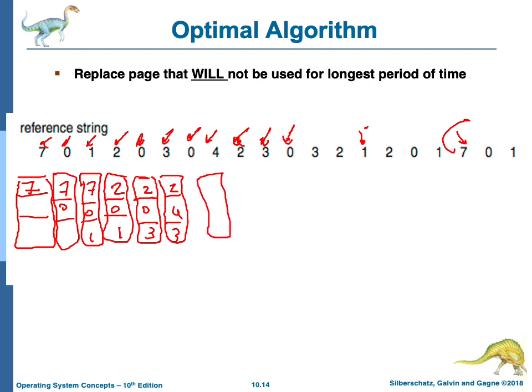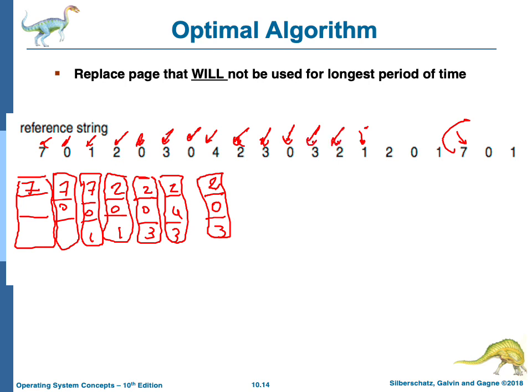And so the victims are 2, 4, and 3. So 3 here, 2 here, and 4 won't be actually referenced in this reference string, so it's our victim. So 2, 0, and 3. Next, page 3 is in memory.